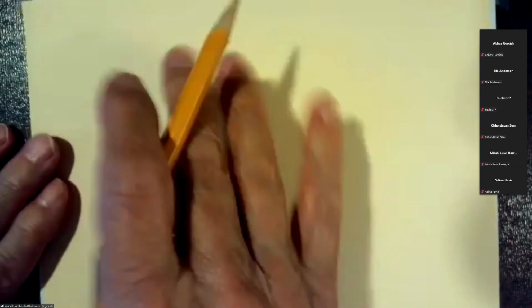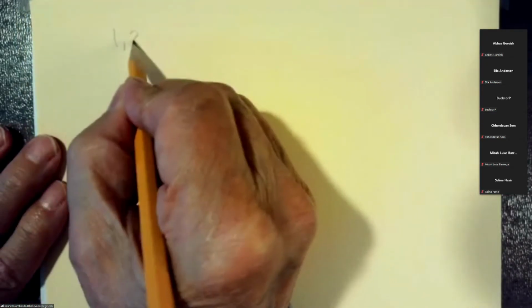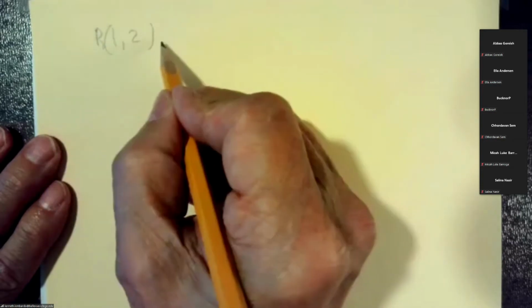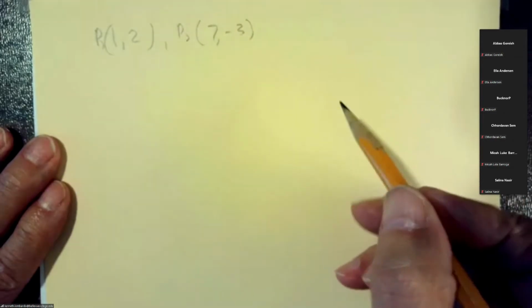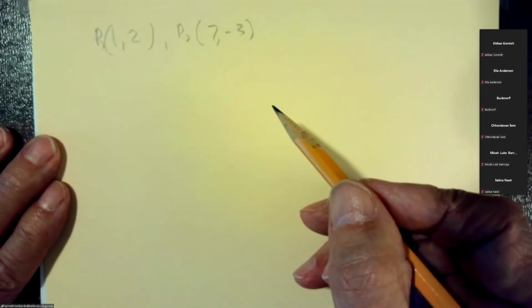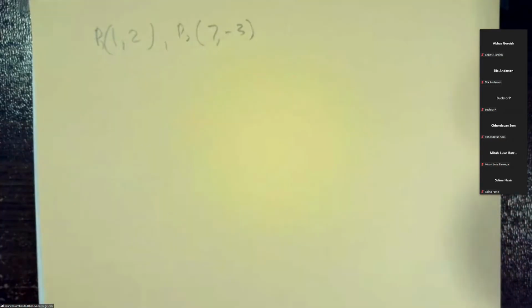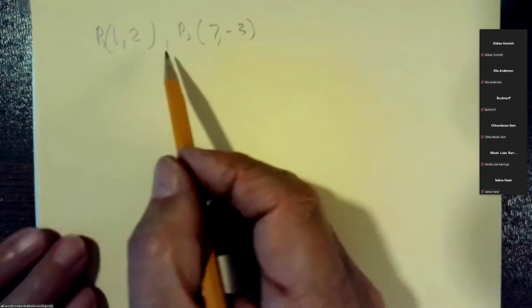Let's take a look at another problem here. Let me get some paper out here. If I give you 2 points, let's say 1 and 2, that's point 1, and point 2 is at 7 and negative 3. And I ask you for the midpoint. Let's say I ask you for the midpoint of those 2. Where is the midpoint?